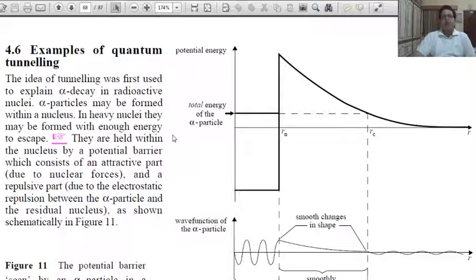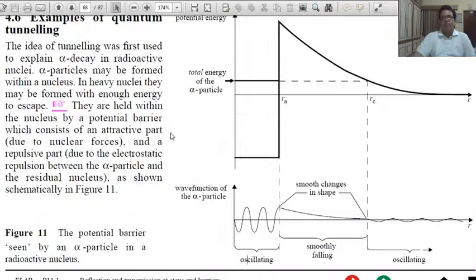Examples of quantum tunneling. This is a very important example. The potential energy versus distance curve is shown for alpha decay. The idea of tunneling was first used to explain alpha decay in radioactive nuclei. Alpha particles may form in the nucleus, in heavy nuclei, and they may form with enough energy to escape.